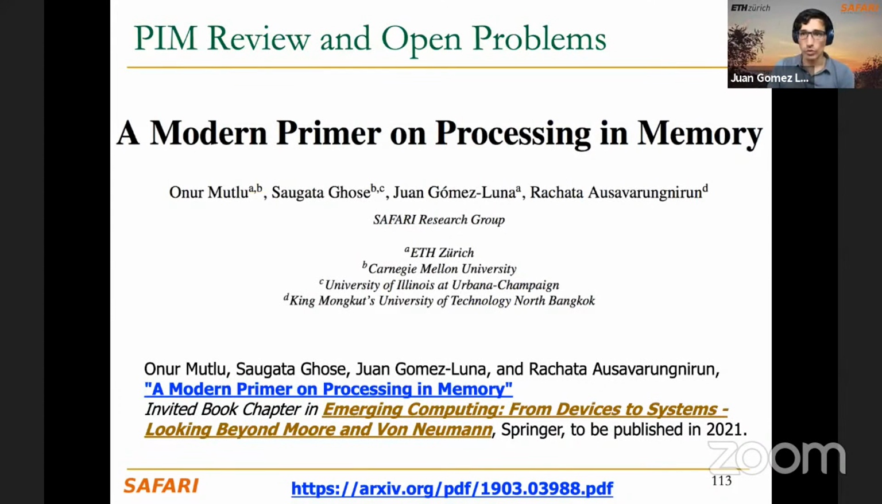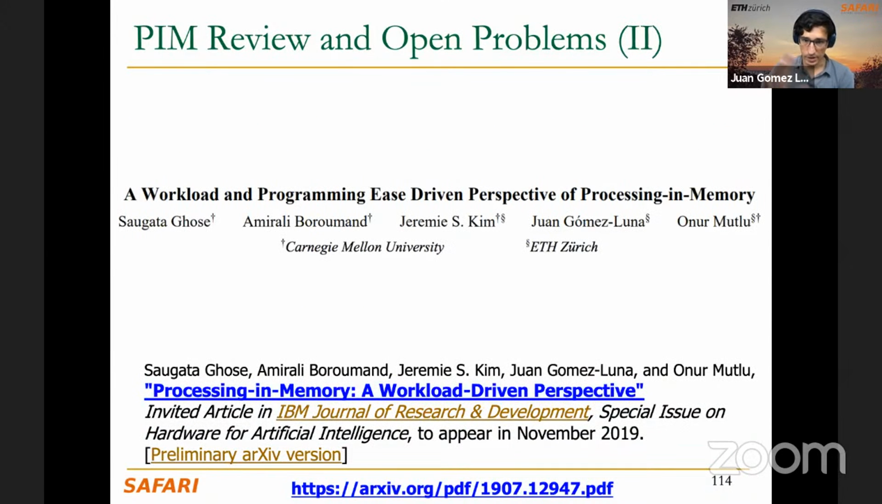If you want to read a good summary of all these works and actually many more, I would definitely recommend you this book chapter, A Modern Primer on Processing in Memory, that we released very recently. And also you have another paper here. This is more like a workload-driven perspective, but also connected to some of the same works that I just mentioned before.